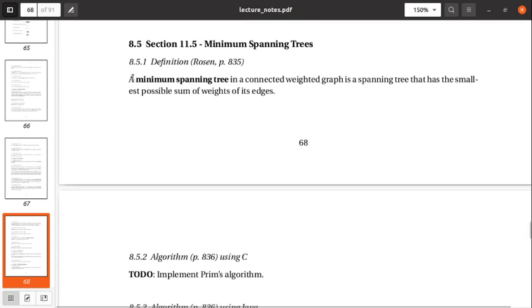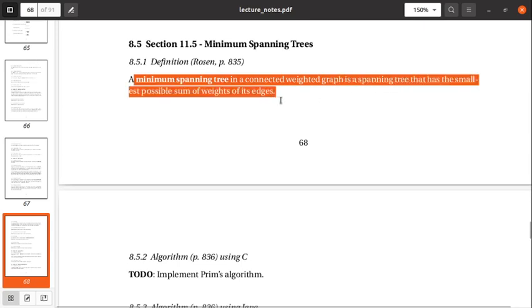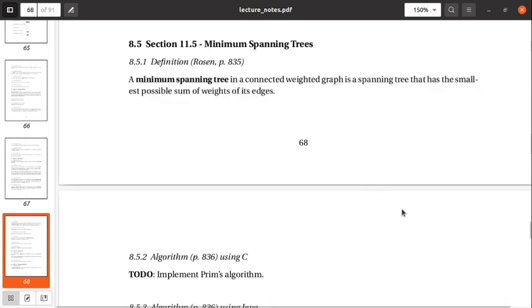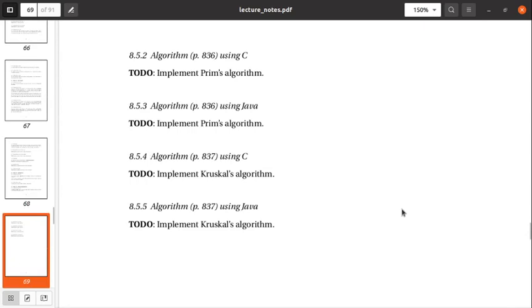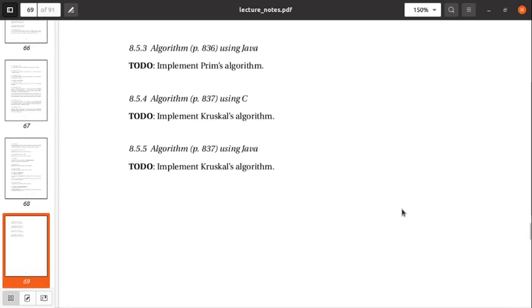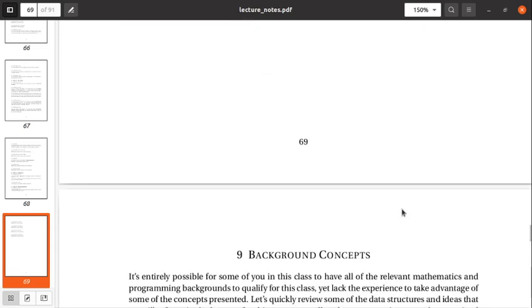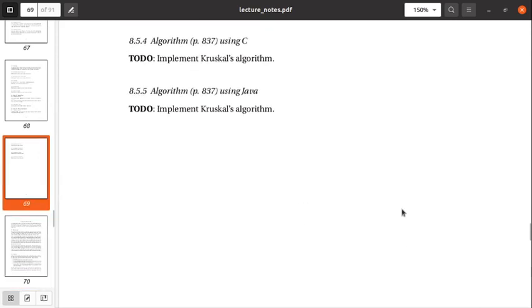Minimum spanning trees. A minimum spanning tree in a connected weighted graph, so the weights are the key here, is a spanning tree that has the smallest possible sum of weights of its edges. So you add up all the weights, and if it's the spanning tree with minimum weight, then it is the minimum spanning tree. Okay, and now we have some algorithms, Prim's and then Kruskal's algorithms for how to generate those. And we're done. Back to background concepts.